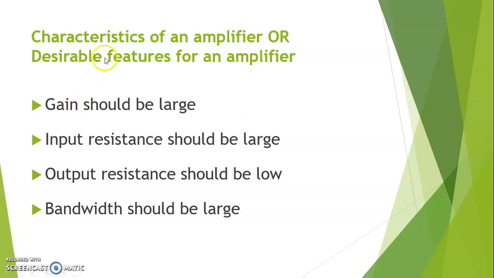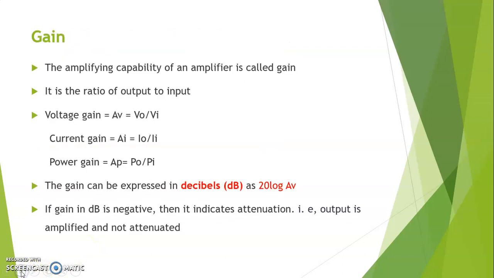Now what are the basic features or characteristics of an amplifier? First thing, the gain should be large, input resistance should be large, output resistance should be low, bandwidth should be large. And we will see about all these terms in detail in the upcoming slides and lectures.